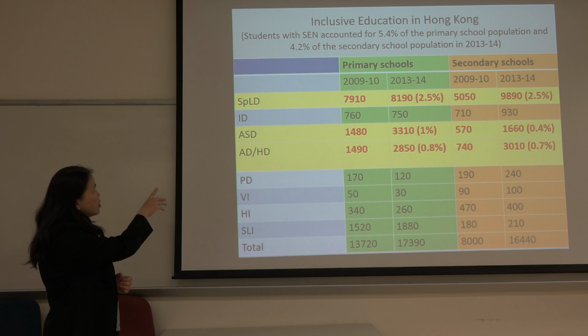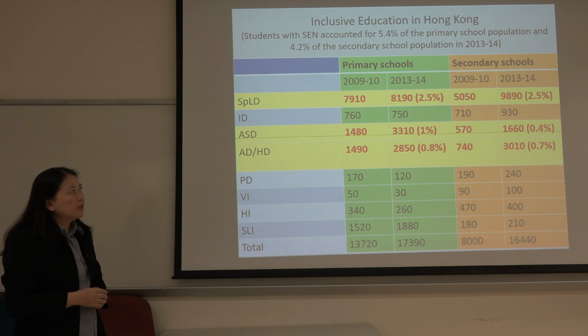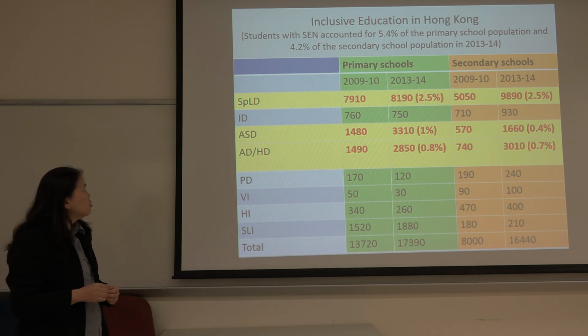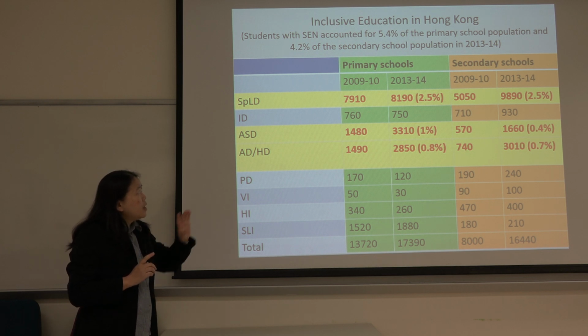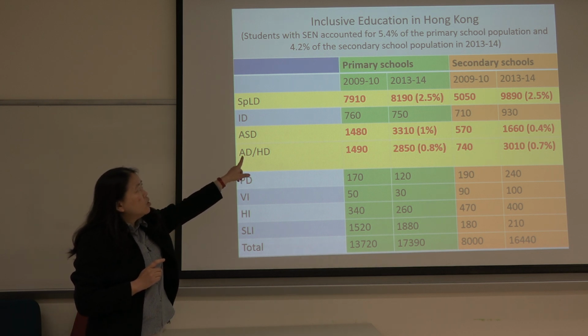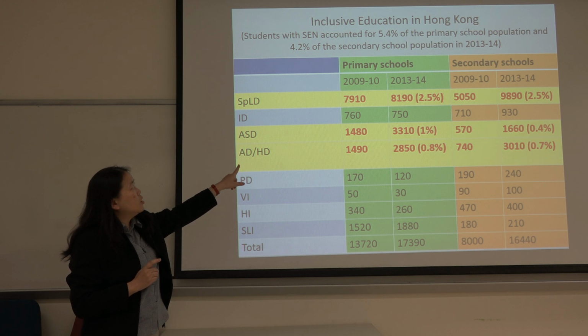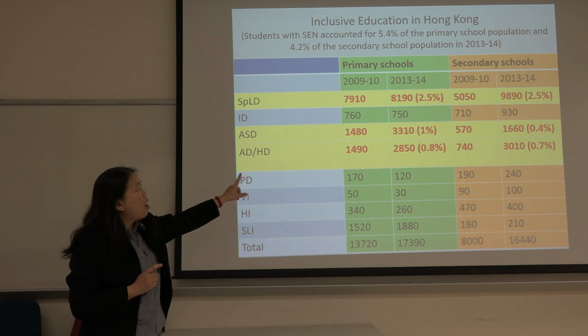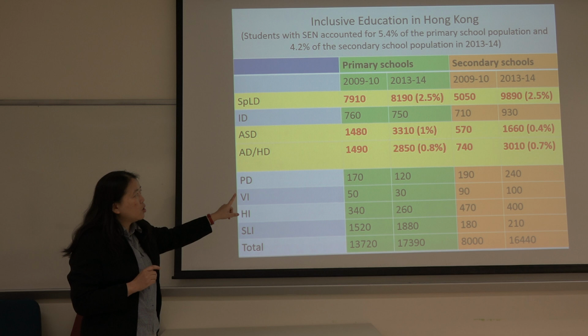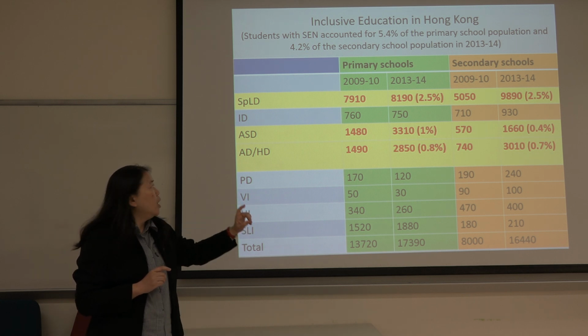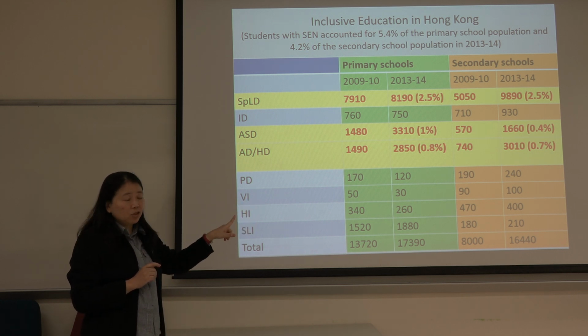Out of all those, specific learning difficulties have the highest prevalence in mainstream schools. But you can see that in the numbers, there is not a huge increase in specific learning difficulties, whereas there is a huge increase, almost double and even triple, in the figures for ASD and ADHD.